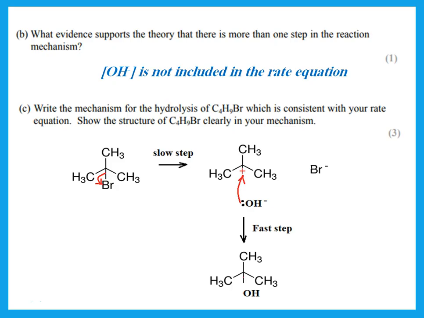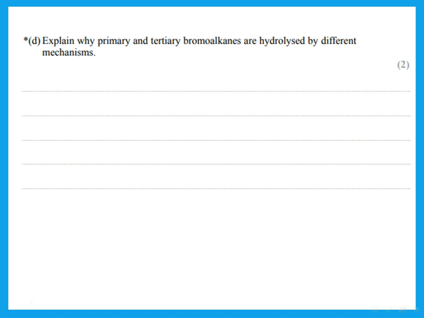So this is what we call the SN1 mechanism. We said this happens for a tertiary halogenoalkane, and that means that the rate depends only on the concentration of the halogenoalkane. Explain why primary and tertiary bromoalkanes are hydrolyzed by different mechanisms. Okay, let us try and explain this.